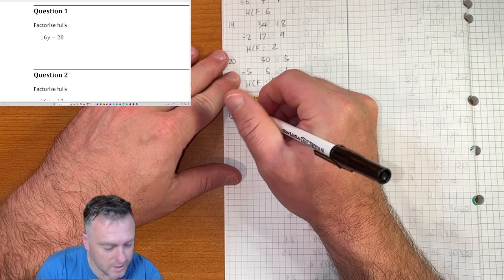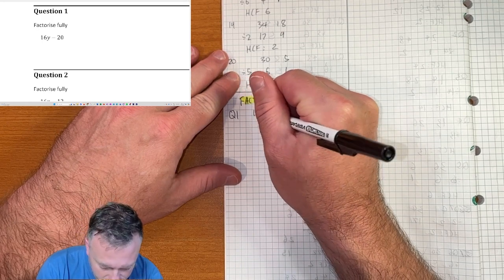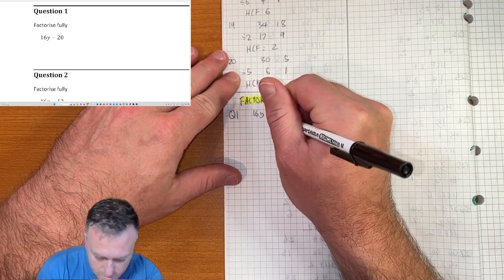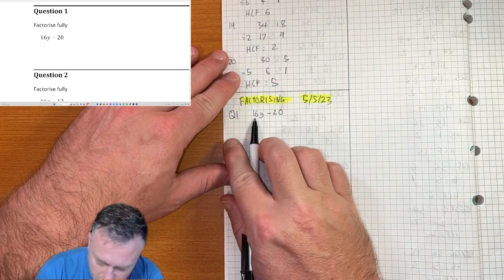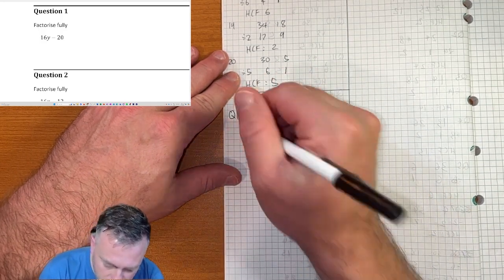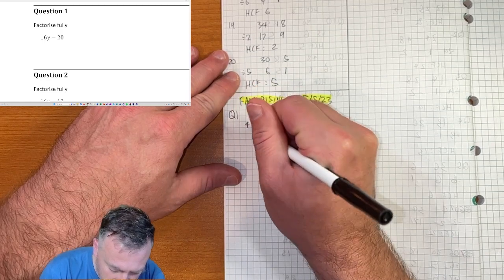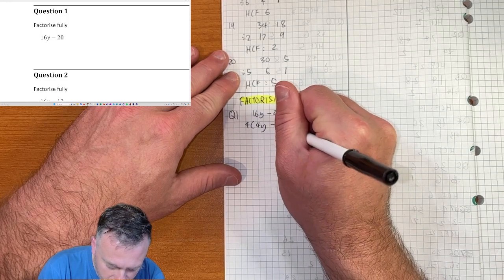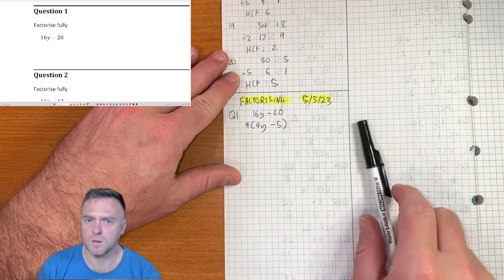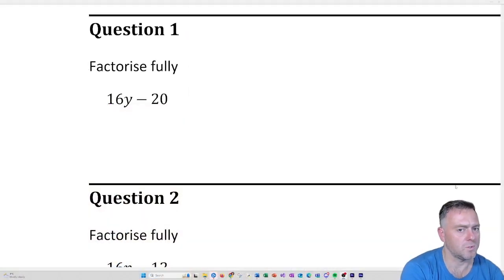First step, we write what's there. So we've got 16y minus 20. The thing that can go into both of those is 4. So we take a 4 out the front, and we're left with 4y minus 5. Cool. Question number 2.